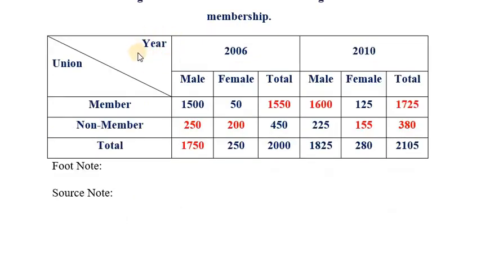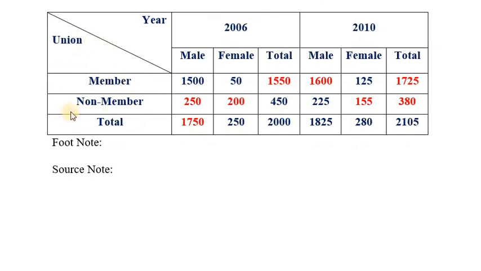Here, as I've taken as a caption, we can divide the table into 3 columns: one is the year 2006, and the other is the year 2010. Again, these captions are subdivided into 3 sub-columns to indicate the gender: male, female and total. Similarly for the year 2010, male, female and total. And as usual, we mention member of trade union and non-member of trade union, that is, who doesn't belong to the trade union.